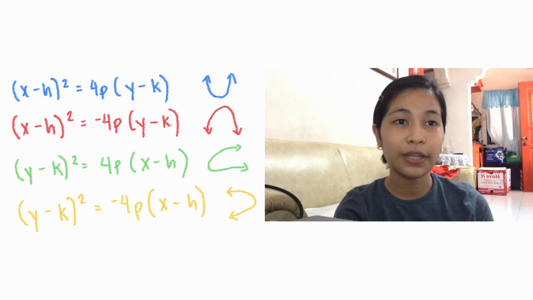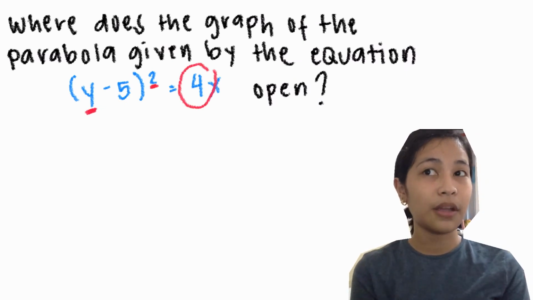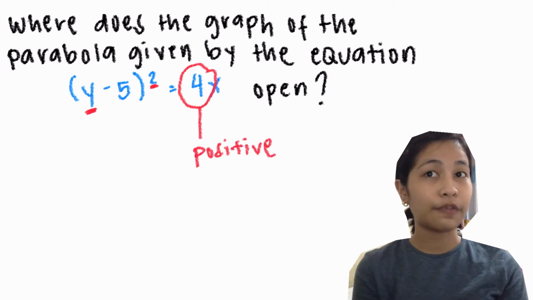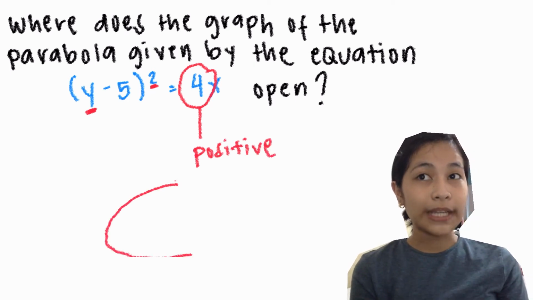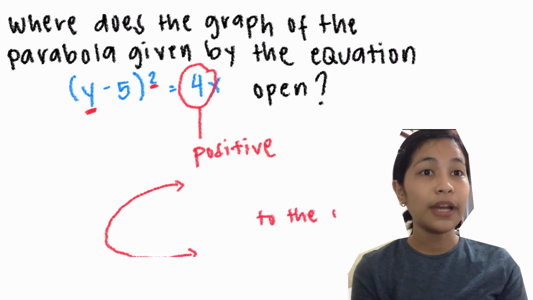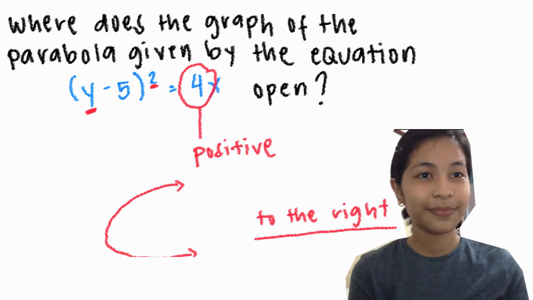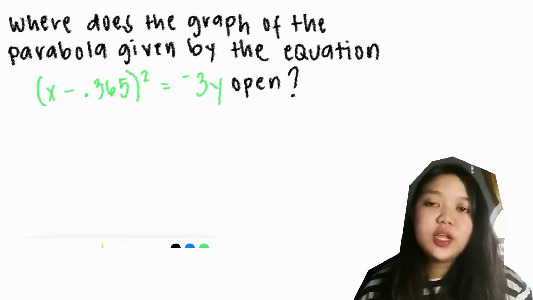So let us now proceed with the other. So the question, where does the graph of the parabola given by the equation quantity y minus 5 raised to 2 equals 4x open? Notice that it is y squared and it is positive 4x. So it means that it opens rightward. Now go to figure identification 2.